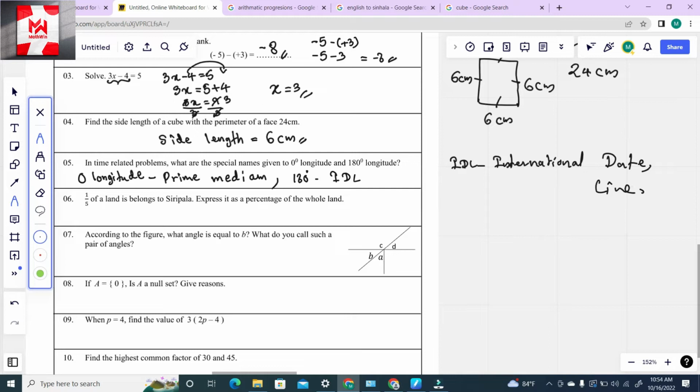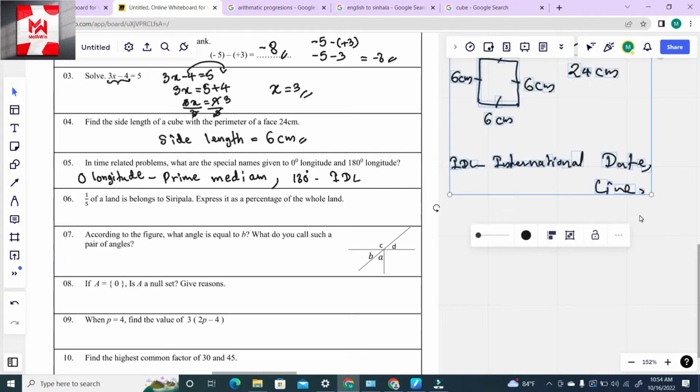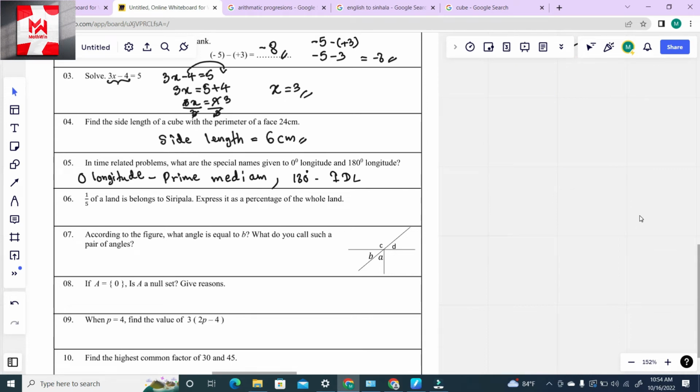Okay, and the sixth question. One-fifth of the land belongs to Siripal. Express it as a percentage. So I want to explain this question.